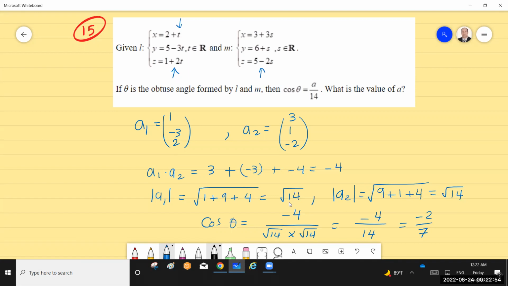He wants the same denominator 14, so a must be negative 4. A is negative 4, and thank you so much.